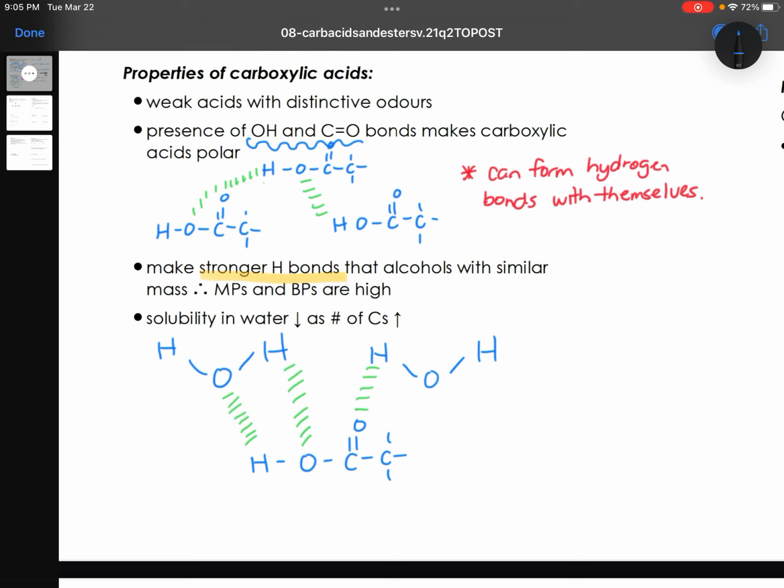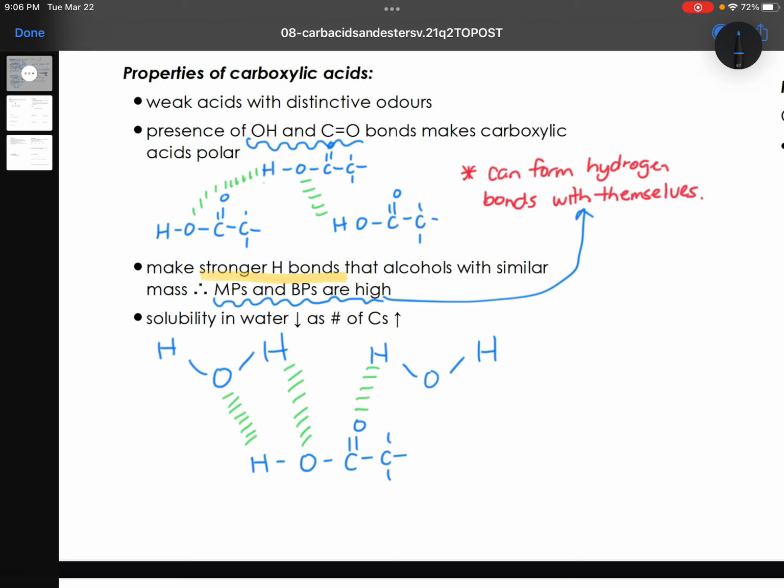Okay, so they have very high melting and boiling points because they can form hydrogen bonds with themselves. I've tried to keep it simple here. There are plenty more O's and H's I could have drawn hydrogen bonds between, making the idea that they have strong hydrogen bonds even more obvious. But I'll just keep my picture uncluttered here, so that you can see that they can form hydrogen bonds with themselves.